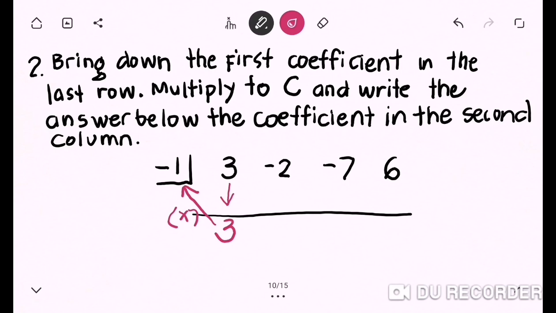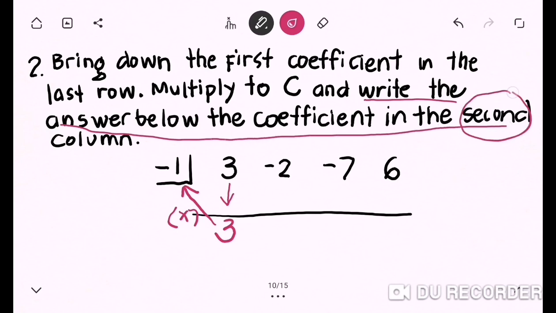Question, saan natin ilalagay? So, sabi dito, write the answer below the coefficient in the second column. So, ang second column natin, itong negative 2. So, doon natin ilalagay sa baba niya si negative 3. Okay, so galing kay multiplication, dito ang ating pangatlong destination.